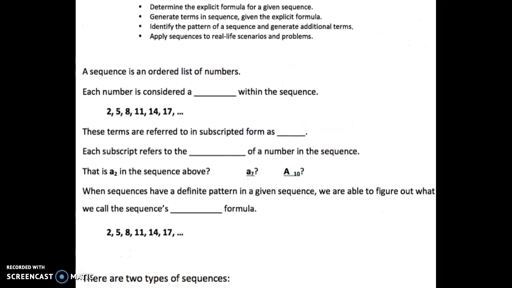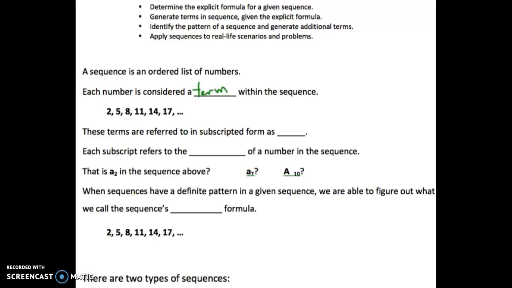To begin, though, a sequence is any ordered list of numbers. In this sequence, so for example, 2, 5, 8, 11, 14, and 17 is considered a sequence of numbers. This ... just means that it goes on forever. So there's terms you'll hear later in this module, infinite and finite. This is infinite because it goes on forever. That's what those dots mean. Each number is considered in a sequence to be a term.